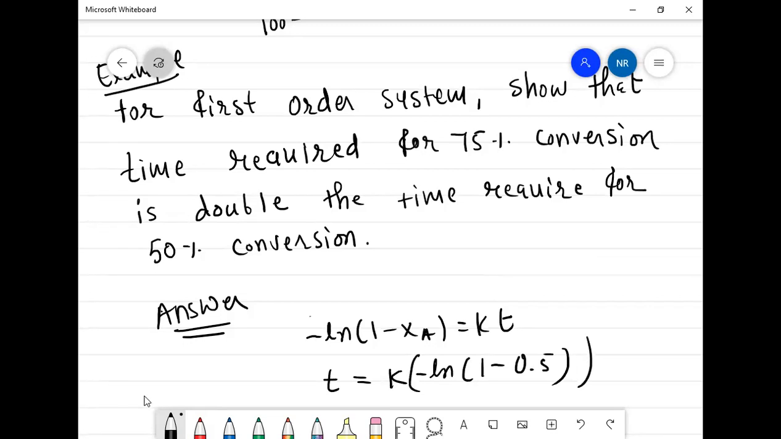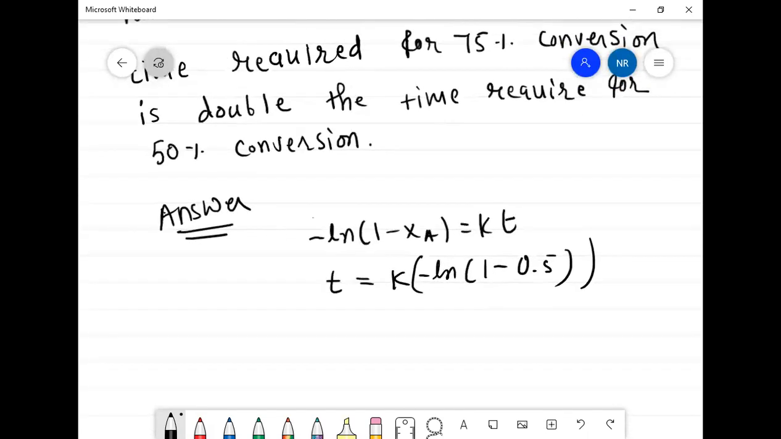Keep k as it is. Sorry, 1 divided by k will come. So t is equal to minus ln(1 minus 0.5), that is minus ln 0.5, and the minus will give a positive answer. So I think 0.693 is the answer. So t for 50% is 0.693 divided by k. Okay.